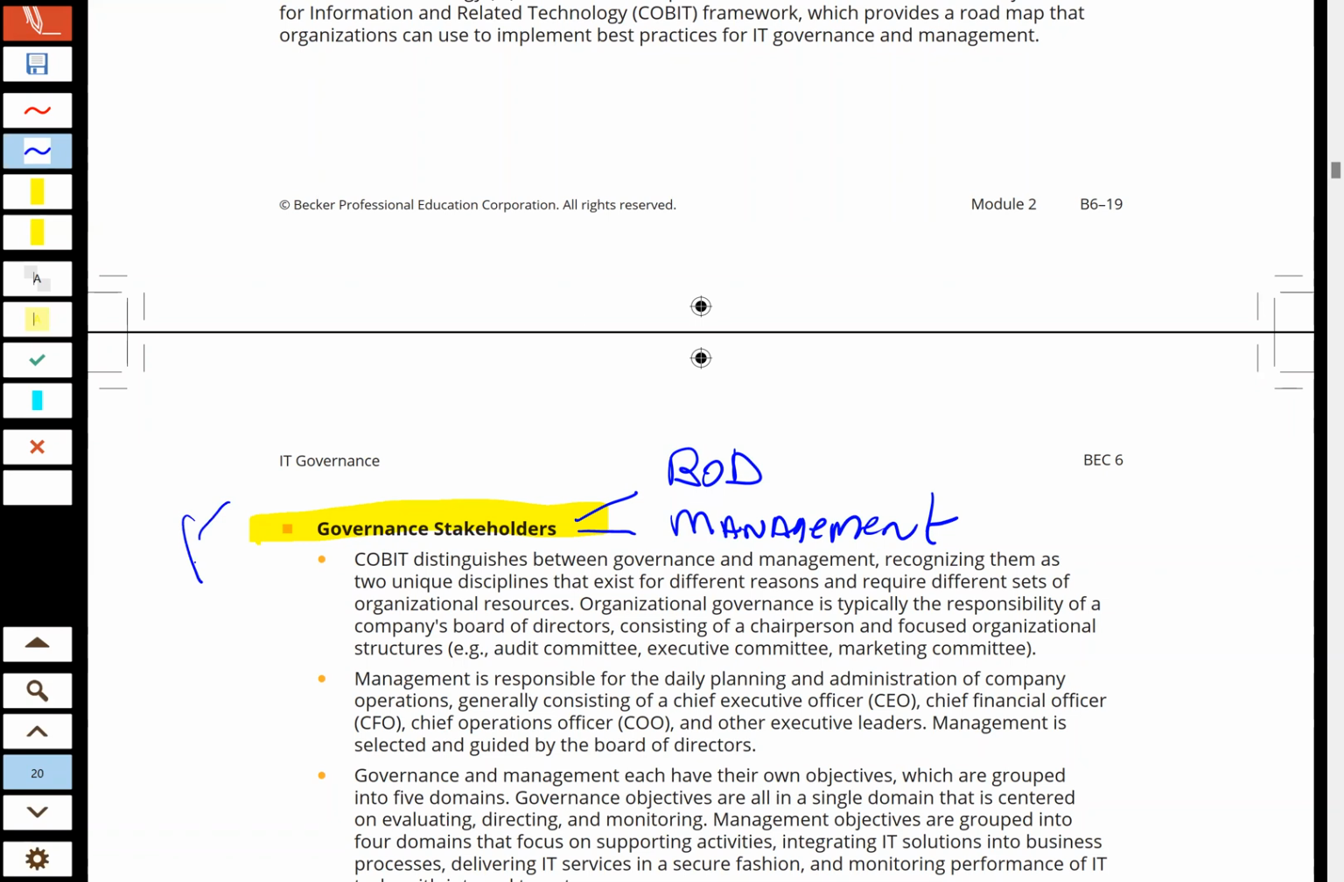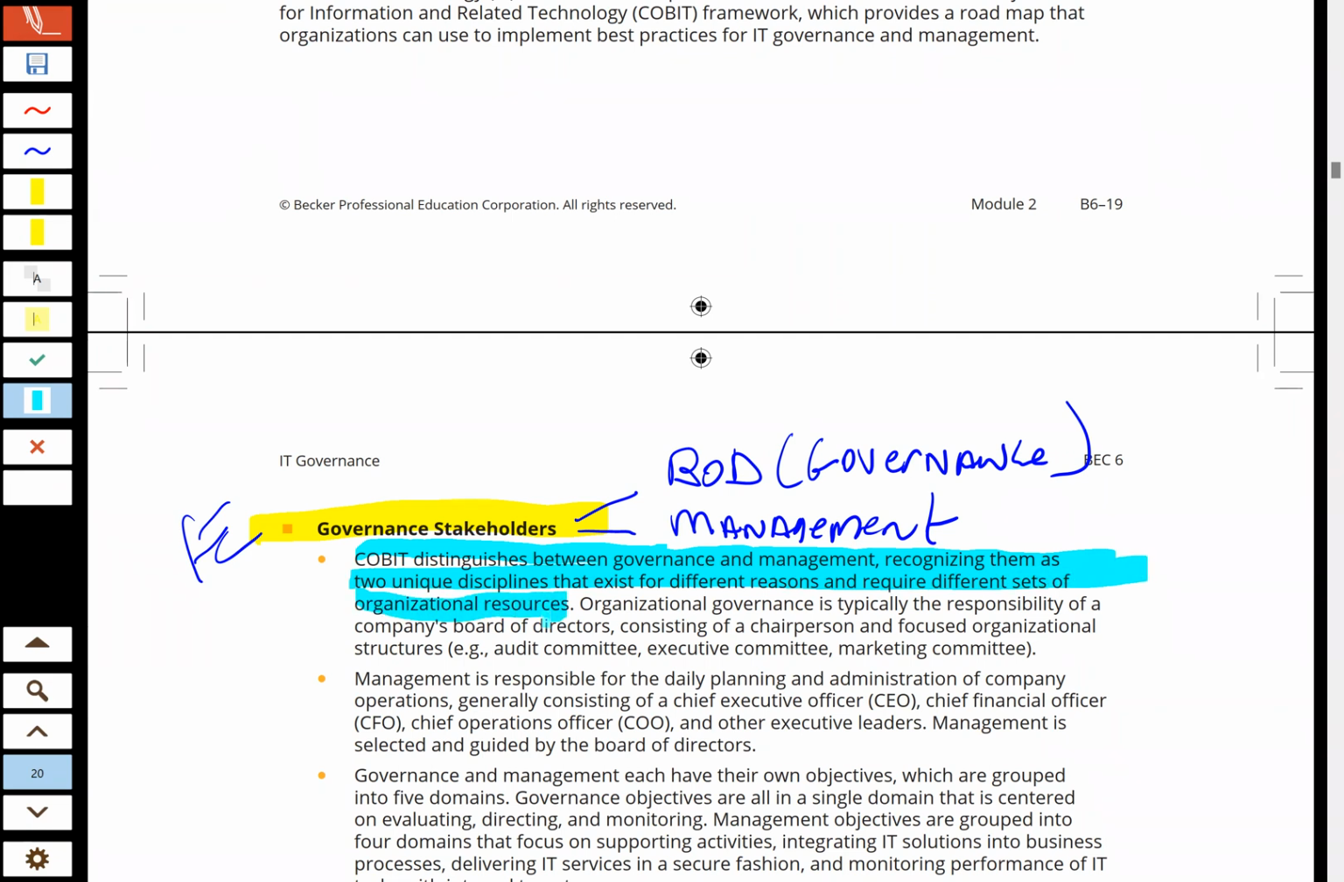Okay, you can go ahead and flashcard that, but let's just go ahead and take a look. They tell us that COBIT distinguishes between governance, which is the board of management, board of directors. Let me put that in parentheses also, governance. When we talk about governance, we're probably talking about the board of directors, right? Those charged with governance and management, recognizing them as two unique disciplines that exist for different reasons and require different sets of organizational resources.